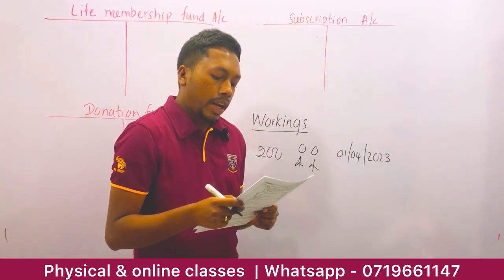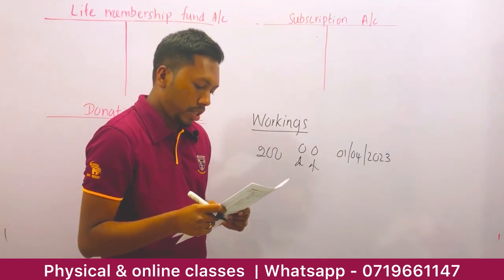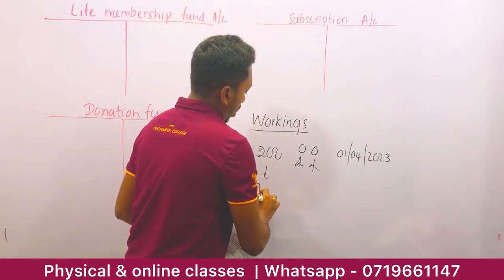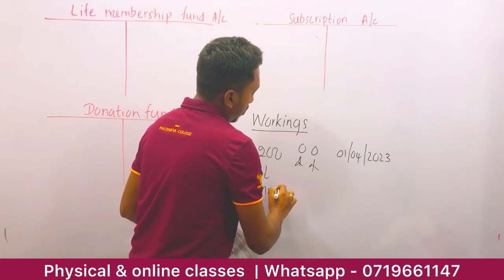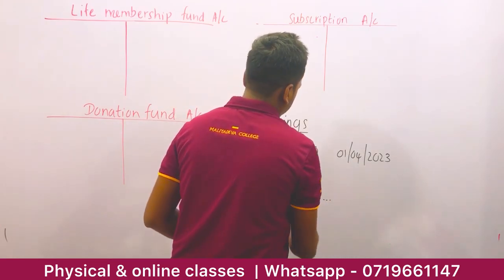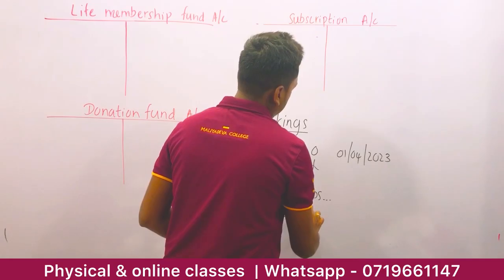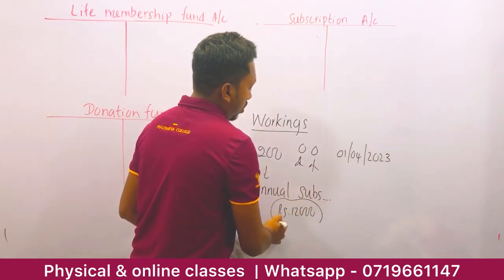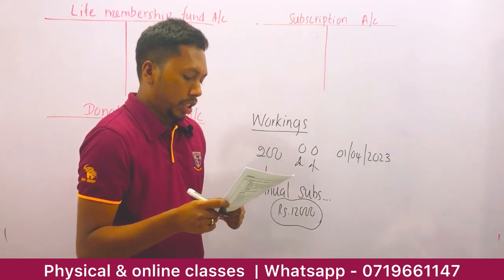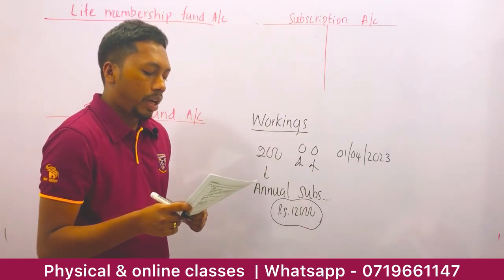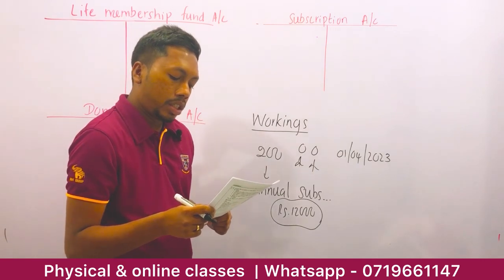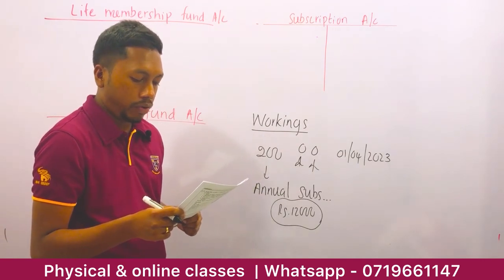The annual subscription per member is rupees 12,000. Annual subscription rupees 12,000 per member, right? The following information relates to this welfare society for the year ending 31st March 2024.